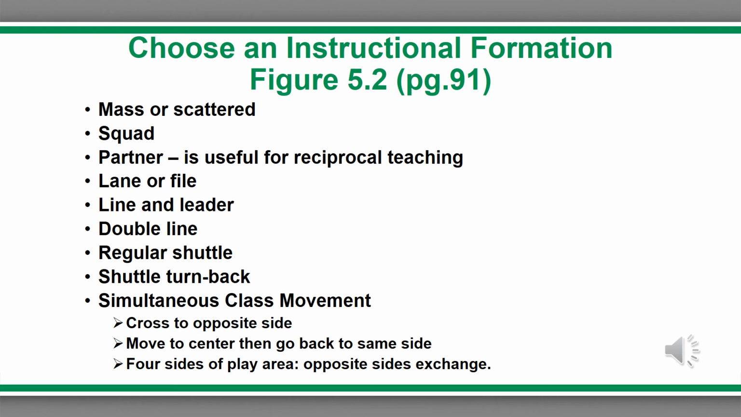And then the last option for simultaneous class movement, you break the class up into 4 groups, and 2 groups would cross like we did on the first one we talked about, crossing to the opposite sides. So 2 groups are crossing, the other 2 groups are waiting. And then when groups 1 and 3 cross, then groups 2 and 4 would cross. This is great when you have a large class size, simultaneous class movement.